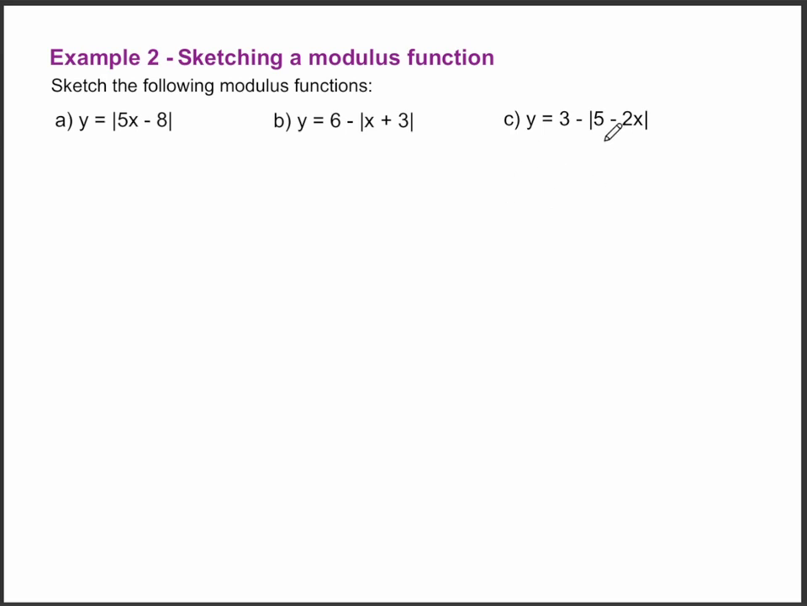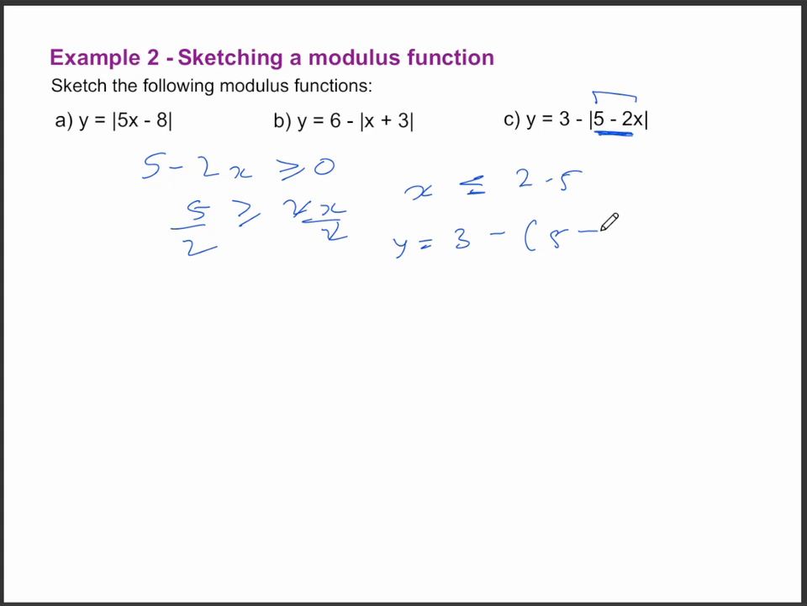Finally, we look at C, where again, we start off by finding the values for which 5 minus 2x is positive. So 5 minus 2x greater or equal to 0. 5 greater or equal to 2x, over 2 over 2. This is when x is less or equal to 2.5. So when x is less or equal to 2.5, this value inside is going to be greater or equal to 0, which means you're going to leave it as it is. So we're going to leave the entire function as y equals 3 minus, as it is, 5 minus 2x. So 3 minus 5 plus 2x, which is just -2 plus 2x.